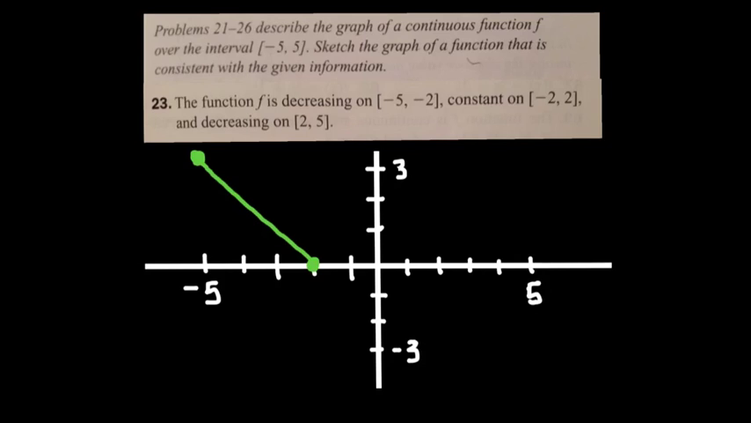Then between -2 and +2, my function should be constant. It should not be moving up or down. And finally, between 2 and 5, I can create another point that's 5, something. Doesn't matter what your y-coordinate is, as long as when you connect that previous coordinate that was 2 something, your function is decreasing.